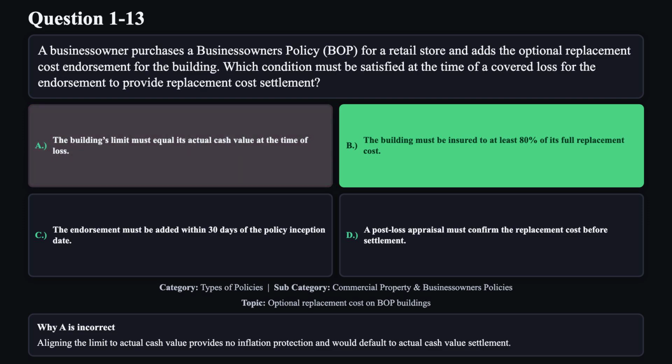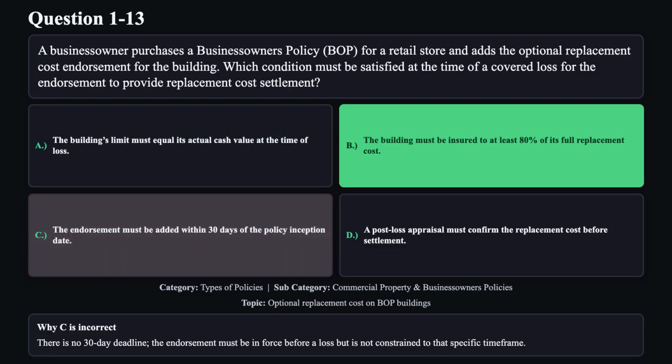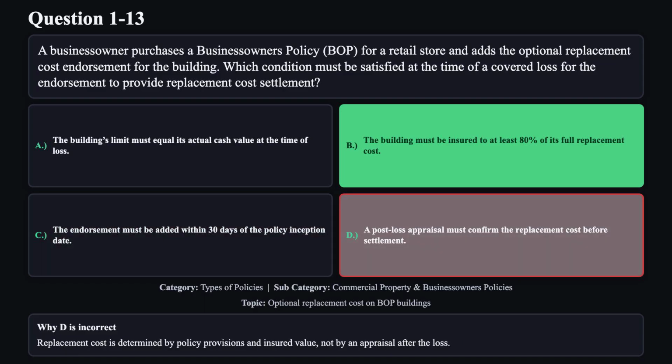Reason A is not correct. Aligning the limit to actual cash value provides no inflation protection and would default to actual cash value settlement. Reason C is not correct. There is no 30-day deadline. The endorsement must be enforced before a loss but is not constrained to that specific timeframe. Reason D is not correct. Replacement cost is determined by policy provisions and insured value, not by an appraisal after the loss.